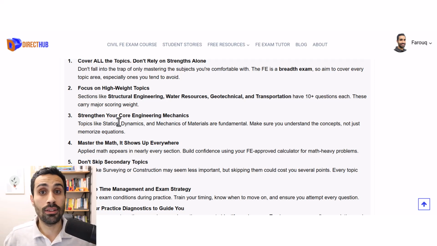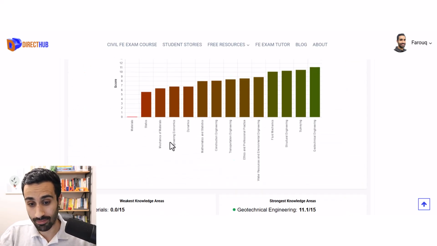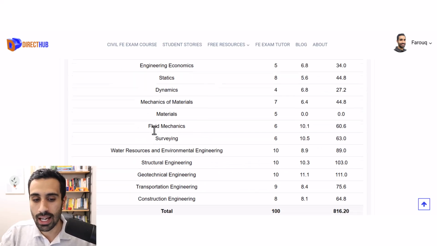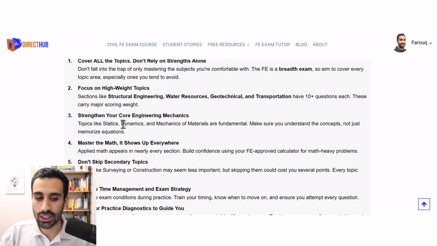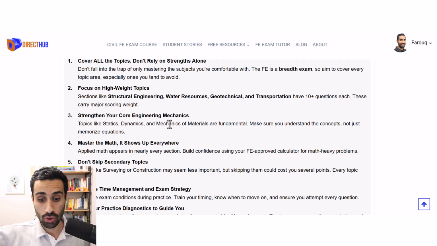Now, strengthening your core engineering mechanics. For this report, what is that? Statics. The statics has to be strengthened. That's the fundamental mechanics. So statics, dynamics, mechanics of materials are definitely a must. They're fundamental. A lot of students do well on those, and if the average passing examinee is doing well on that, we have to hit that. We have to aim to be at their average passing or above, do better.